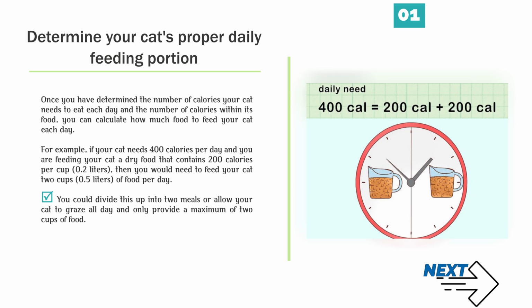For example, if your cat needs 400 calories per day and you are feeding your cat a dry food that contains 200 calories per cup (0.2 liters), then you would need to feed your cat 2 cups (0.5 liters) of food per day. You could divide this up into 2 meals or allow your cat to graze all day and only provide a maximum of 2 cups of food.